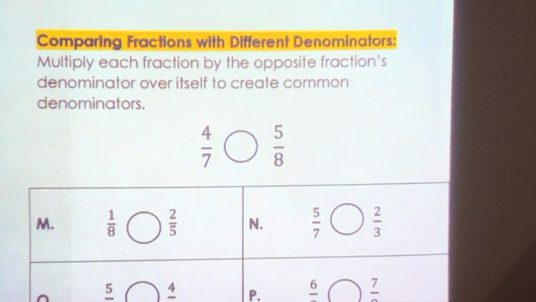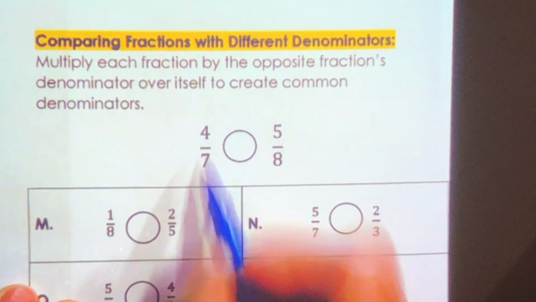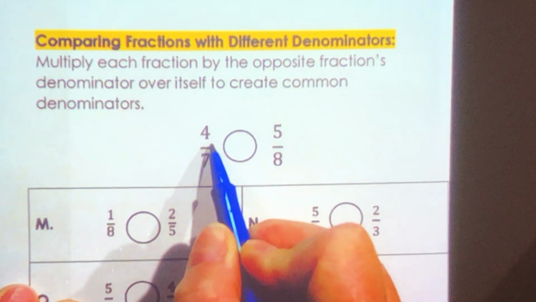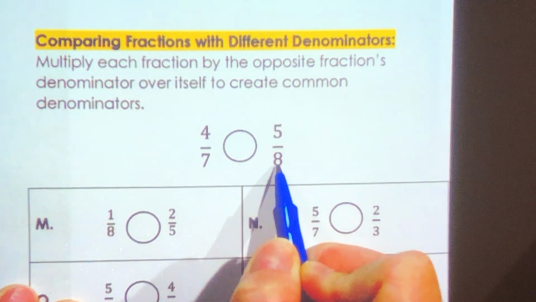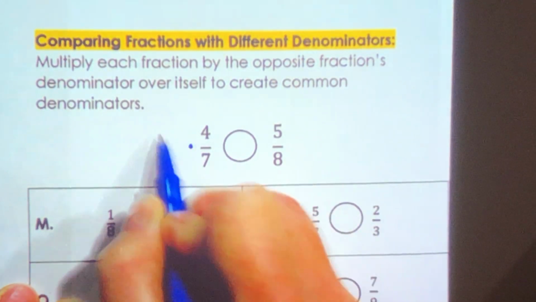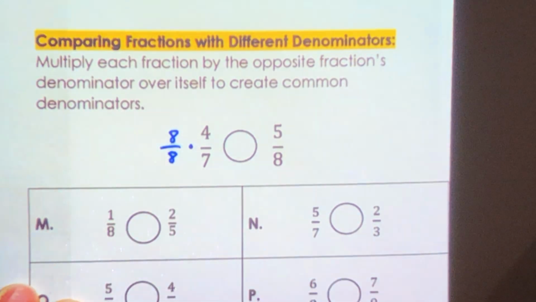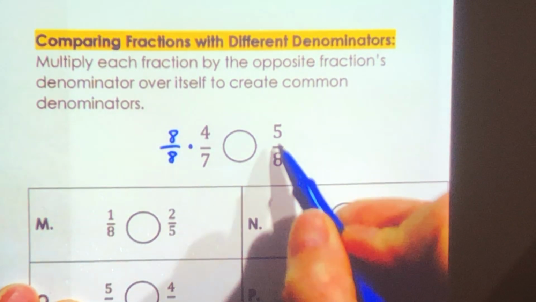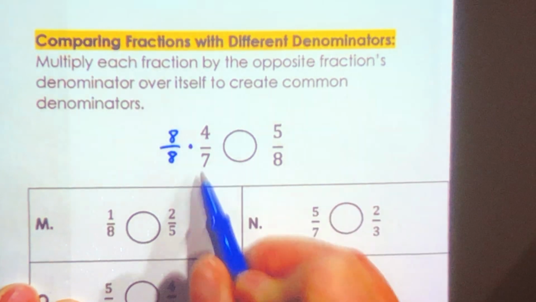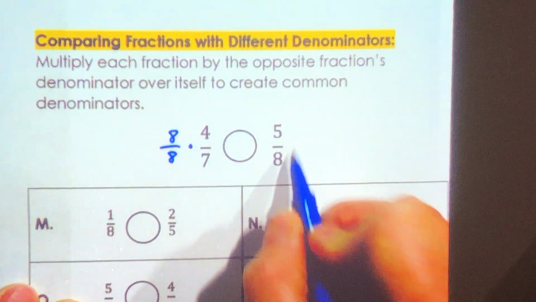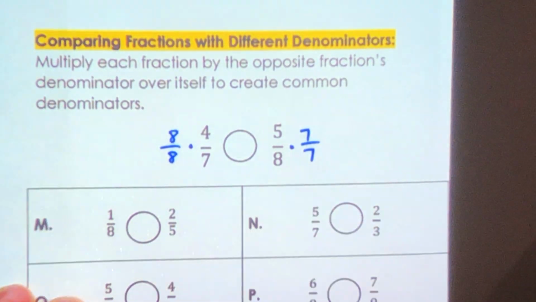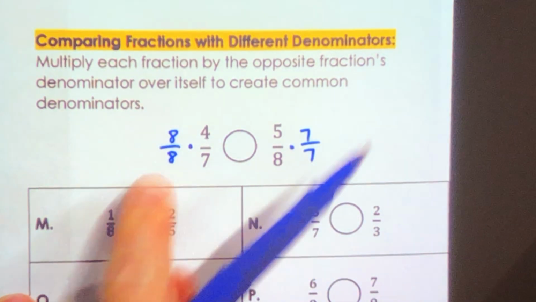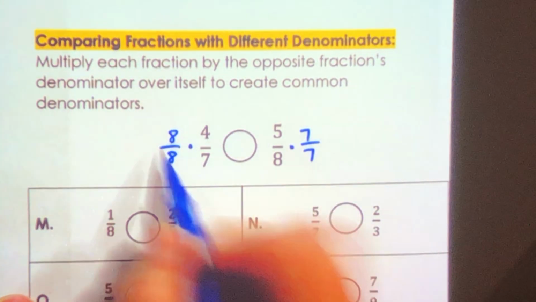So we asked ourselves those 3 questions. None of them are true. So the directions say I can multiply this fraction by the opposite denominator over itself. So that would mean I would take 4/7 times 8 over 8. Then I would take this fraction and multiply it by the opposite fraction over itself. So that would mean I'd want to multiply this by 7 over 7. So I'm going to create 2 equivalent fractions here.